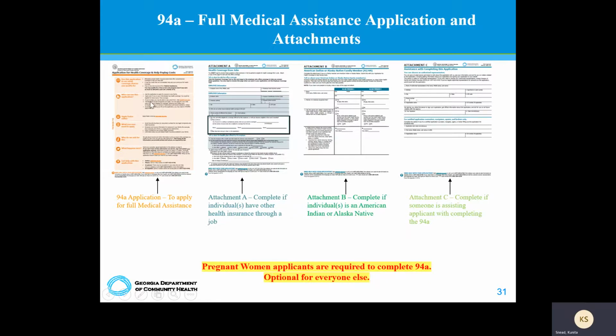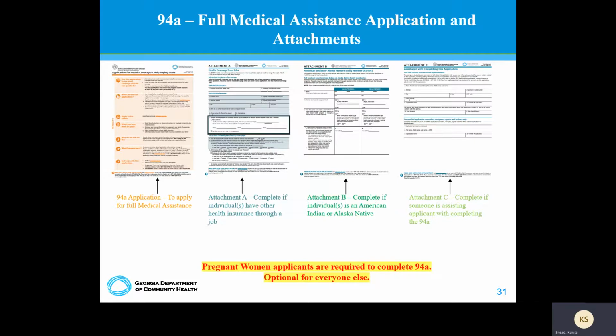The only exception to the full Medicaid application is our pregnant women. You're not going to ask them if they want to apply. They're always going to be required to apply, even if they say, well, I already applied. Go ahead and have them fill it out. They have to apply, because we don't know if DFACS has that application or what happened to it. So if they apply for presumptive, they're still going to have to apply for full Medicaid.